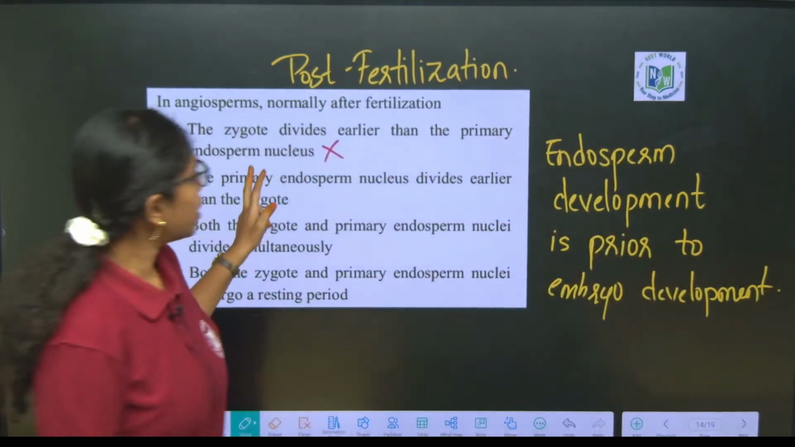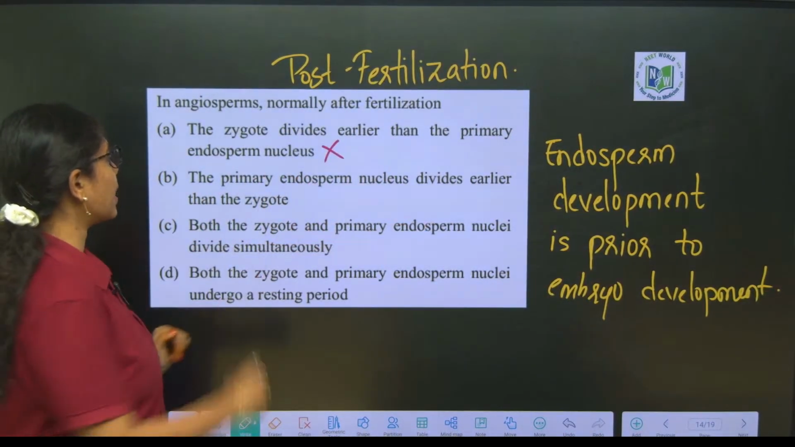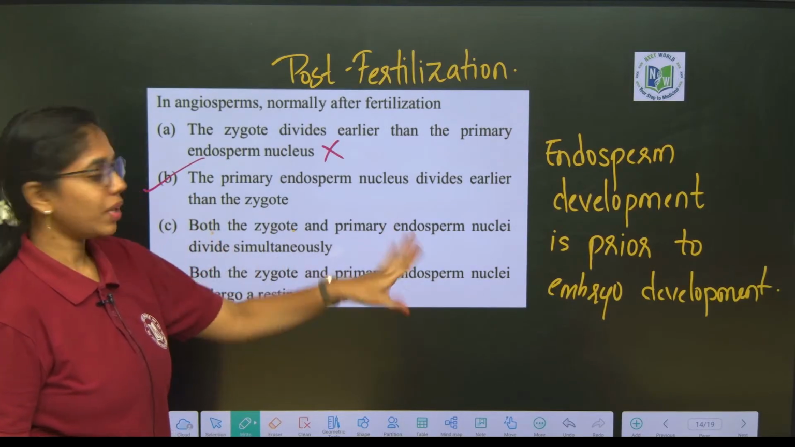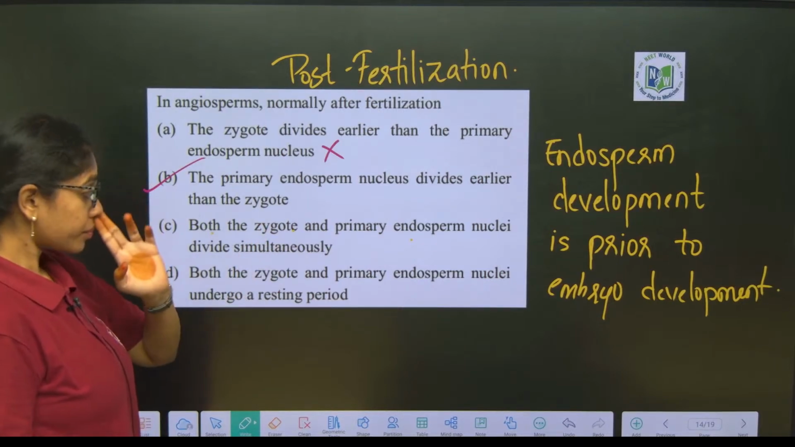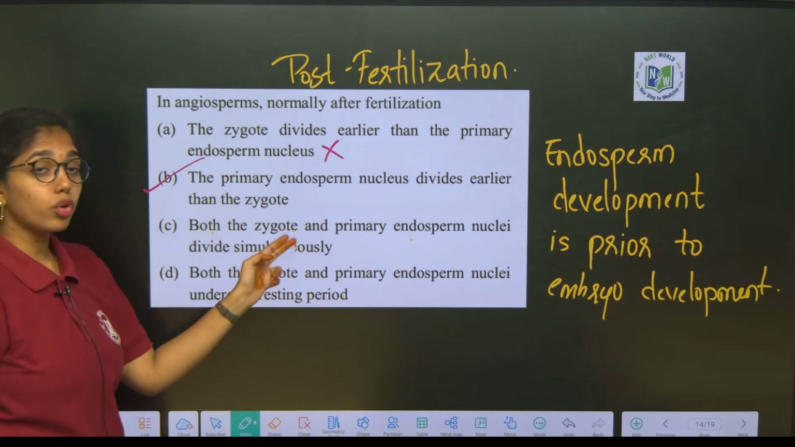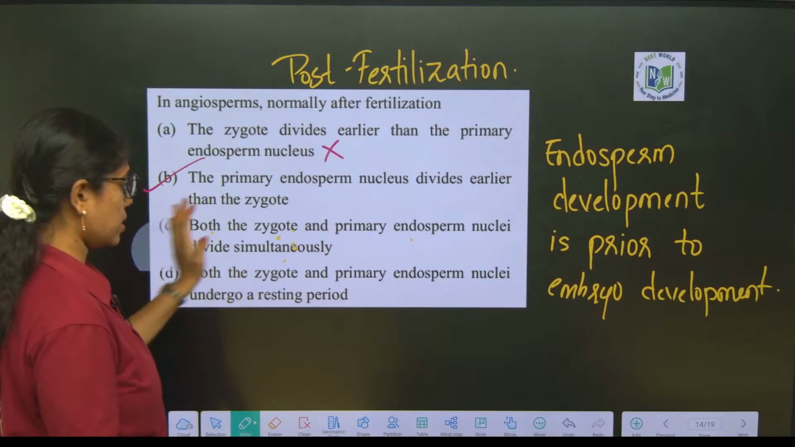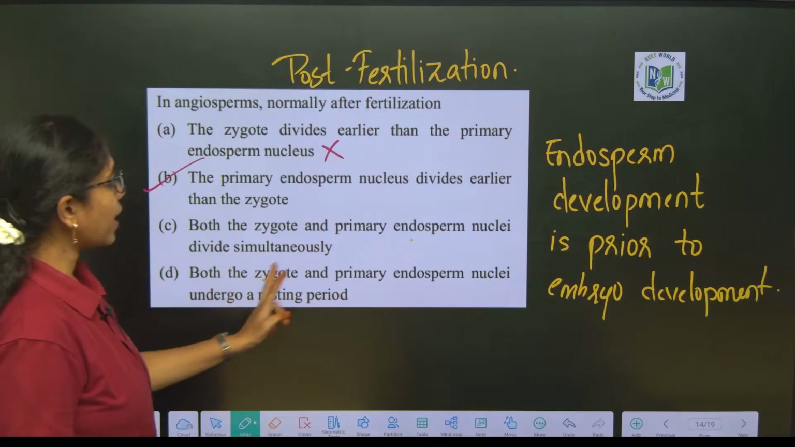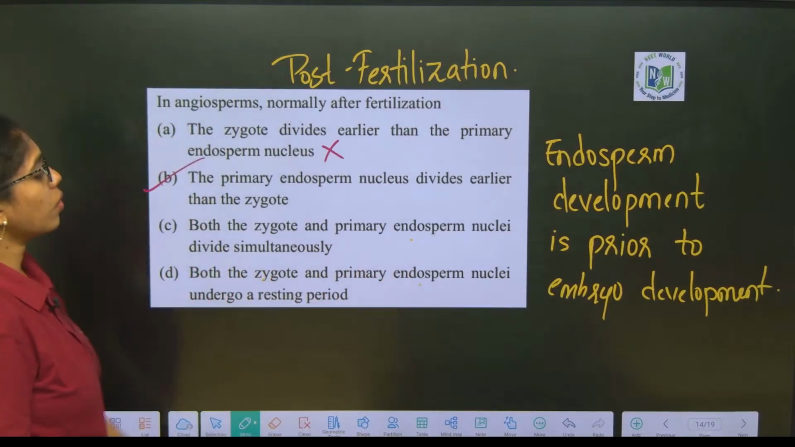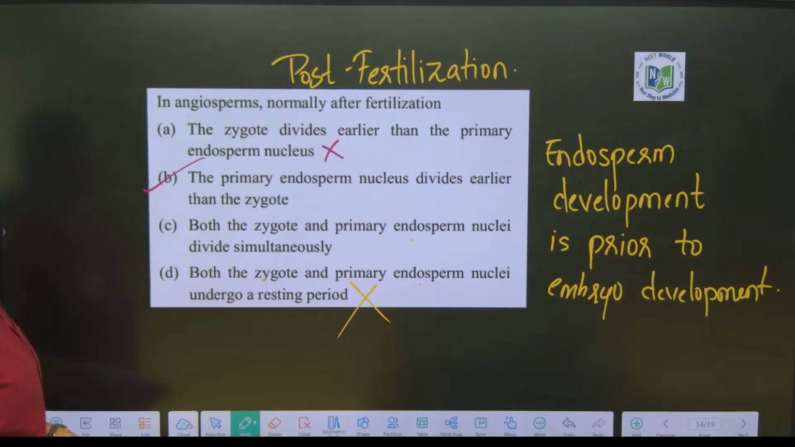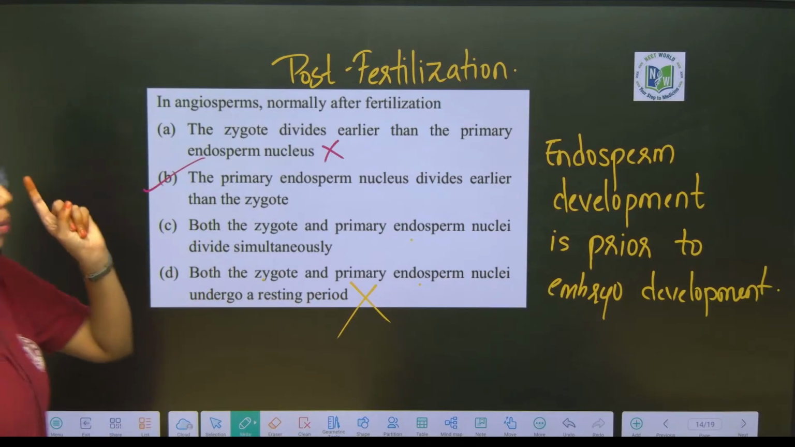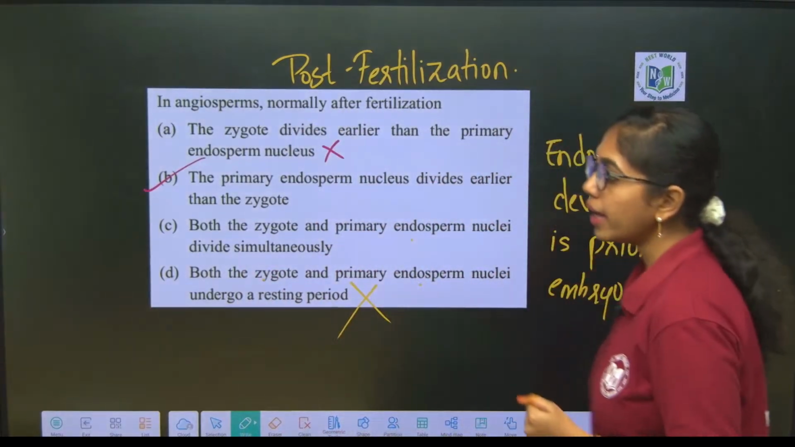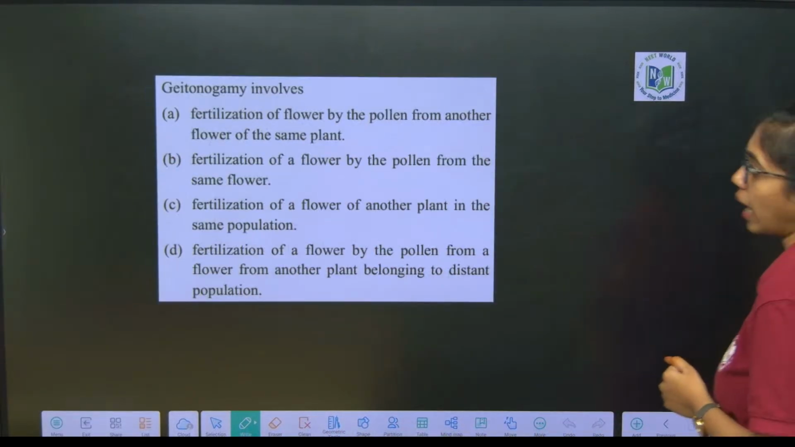So here if you see, the primary endosperm nucleus divides earlier than the zygote. Option B goes right. Both zygote and endosperm will not happen simultaneously, but seed and fruit formation will take place simultaneously. Okay, that is the second statement after this in your NCERT. Both the zygote and primary endosperm nucleus undergo resting period. No. So what is the right answer over here? Option B will be the right answer. The primary endosperm nucleus divides earlier than the zygote. Okay.